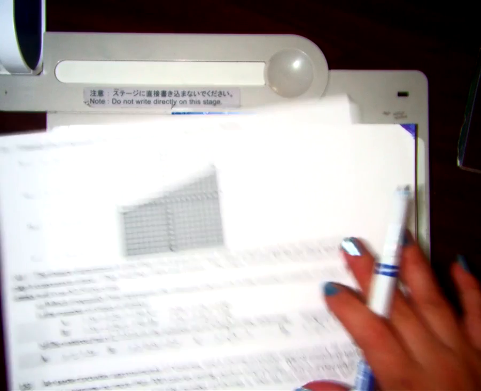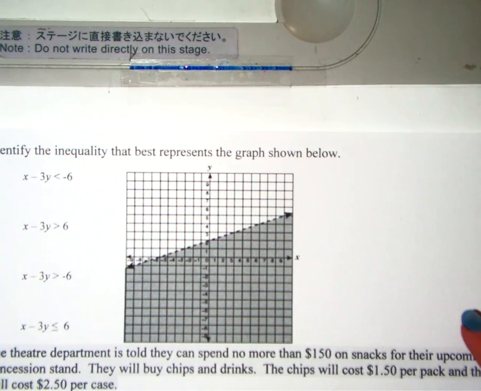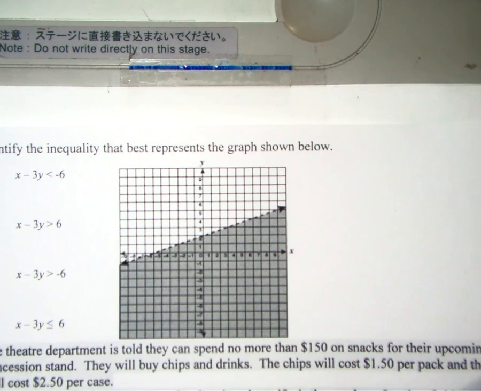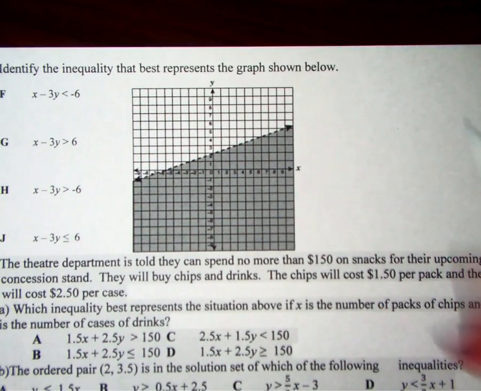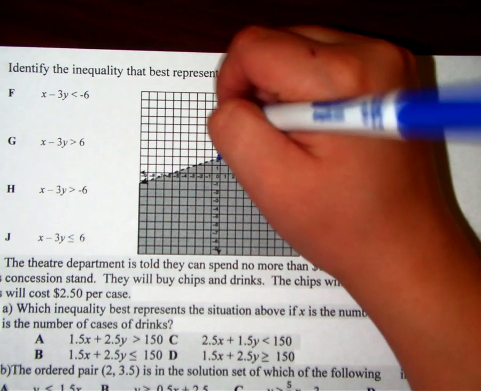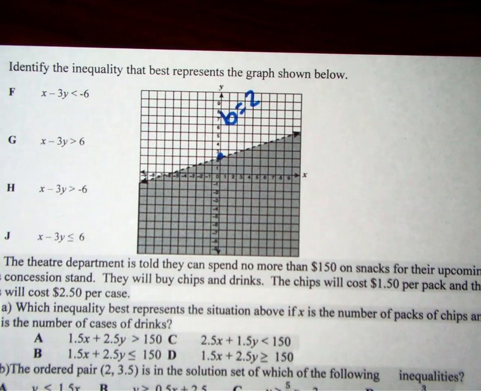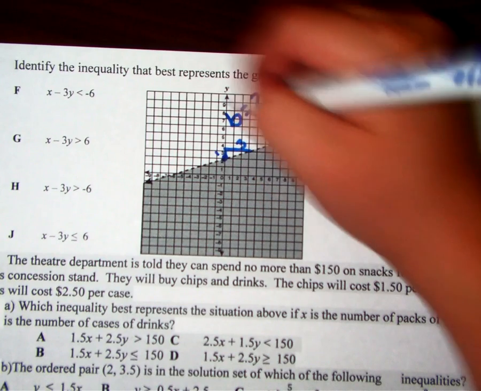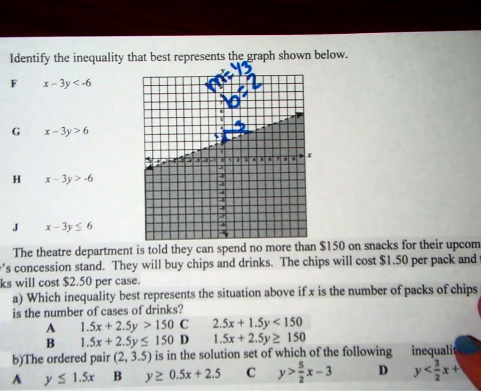Alright, number 13. It says, ooh, there it goes. Identify the inequality that best represents the graph shown below. Now none of these are solved for y, so we need to solve for y. And we're looking for an equation that has a y-intercept of 2 and a slope of up 1 over 3. So a slope of 1/3. That is what we are looking for.